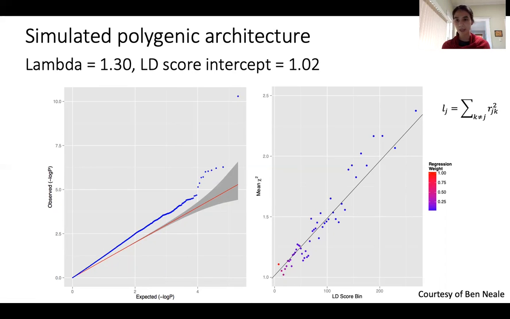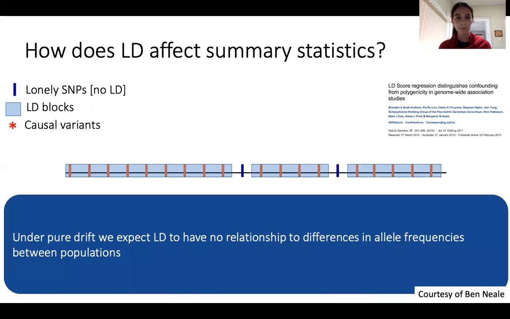And again, this is to be expected because all of the SNPs that are over on the right-hand part of the plot have a lot of opportunities to tag a causal SNP because they have a lot of LD, whereas all of the SNPs on the left-hand side of this plot don't have as much of an opportunity to tag a causal SNP. And so they're less likely to be associated on average over many SNPs.